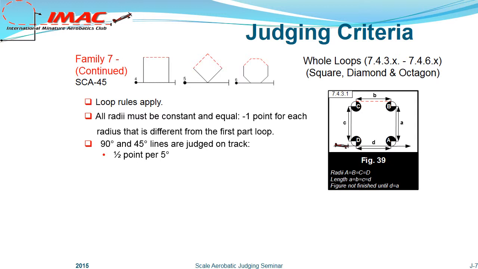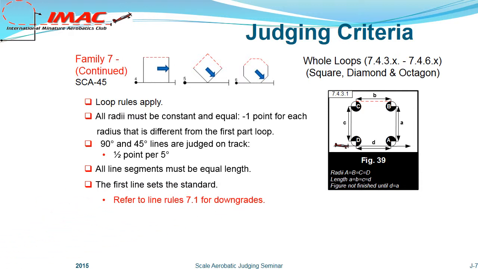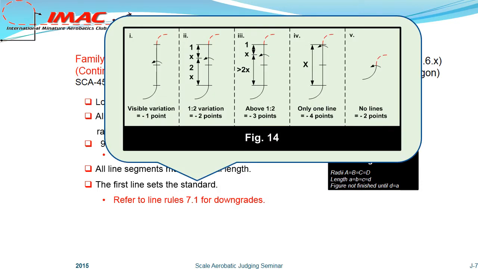The interior lines are judged on proper track compared to the true horizon, and deductions are 1/2 point per 5 degrees. The length of the interior line segments must be equal, as indicated in Figure 39. The first interior line length sets the standard for the remaining lines. Deductions for each line length error range from 1 to 4 points, using Figure 14 in Rule 7.1 to determine the exact penalty.